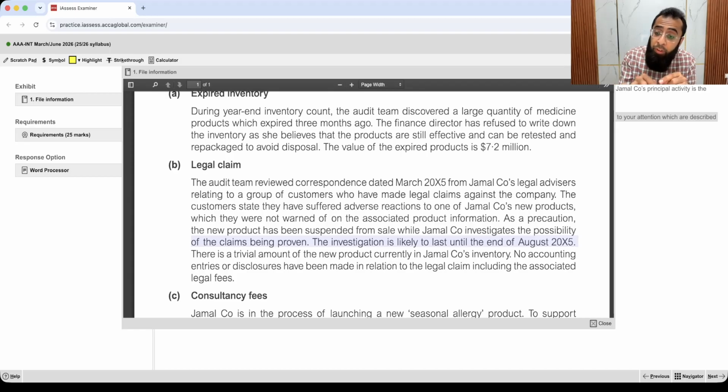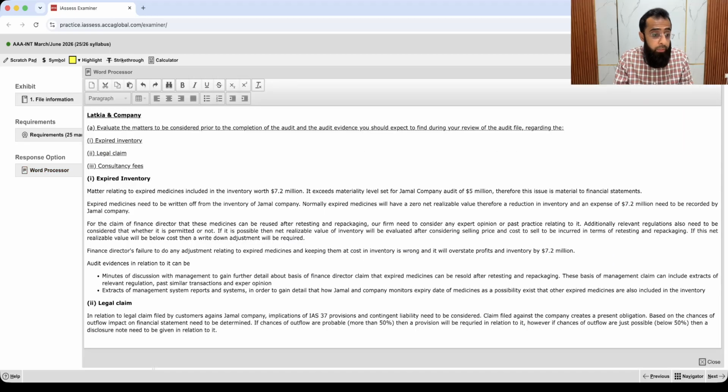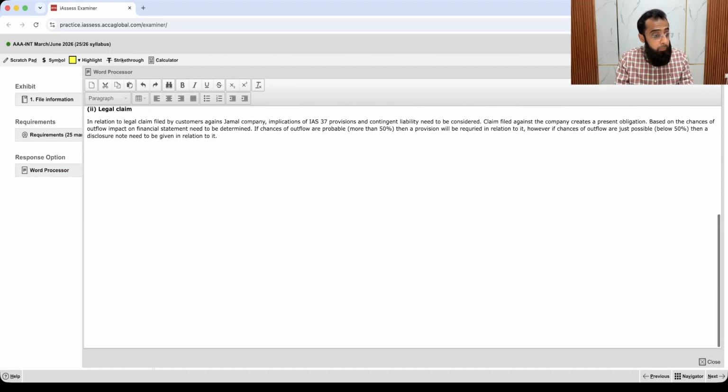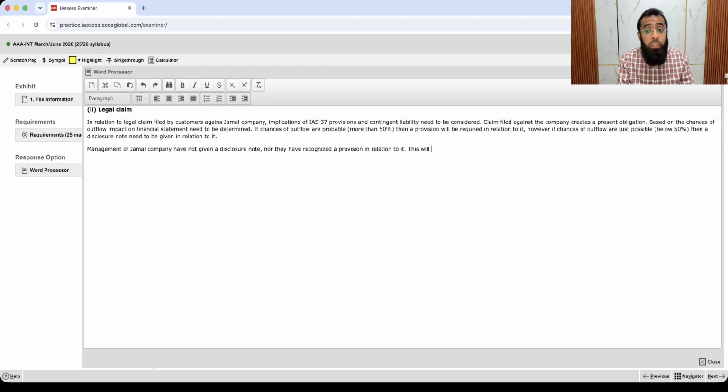But if the chances of outflow exist, we'll need to record the provision if it is probable. But if the chances of outflow are possible, then a disclosure note will be required. Okay. Management of Jamal company have not given a disclosure note, nor have they recognized a provision in relation to it. Okay. This will misstate financial statements.